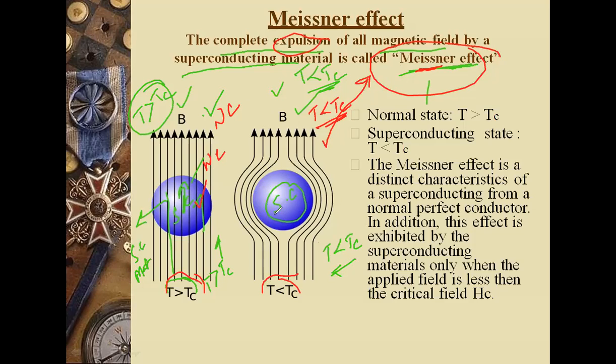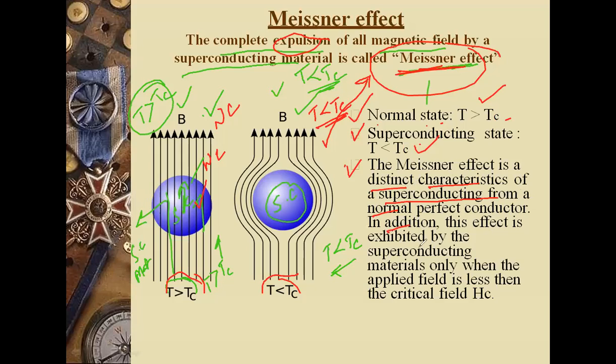What happens as a superconductor? The field lines are completely expelled. Expulsion of all magnetic field by the superconducting material is called the Meissner effect. So you can see the first bullet point: the normal state is greater than the transition temperature, and the superconducting state is less than the transition temperature. The Meissner effect is the distinct characteristic of a superconductor compared to a normal perfect conductor.